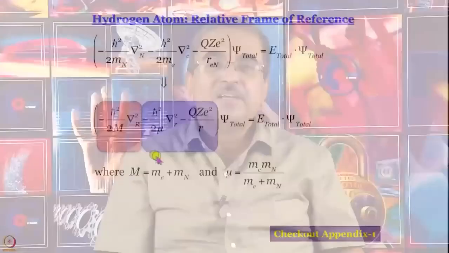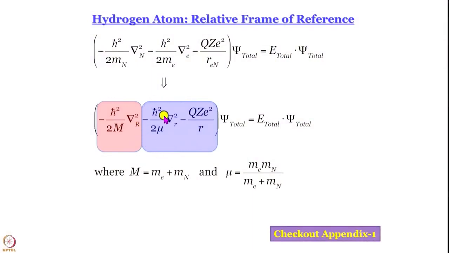Please remember, relative coordinate means how the electron is moving, or what is the situation of the electron with respect to the nucleus. So, the second term gives us the kinetic energy term in the Hamiltonian for the motion of the electron with respect to the nucleus. Third term, minus qz square by r. R, remember, is the separation between electron and nucleus. So, minus qz square by r obviously is, well, it always has been throughout the discussion, the potential energy for interaction of the electron with the nucleus.